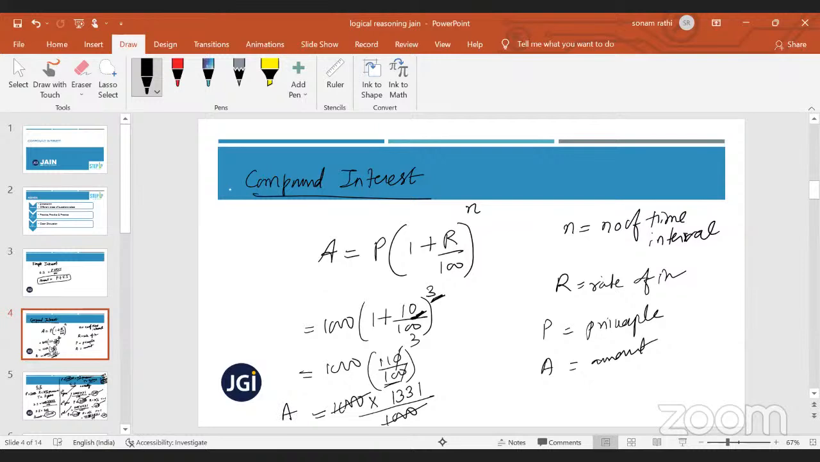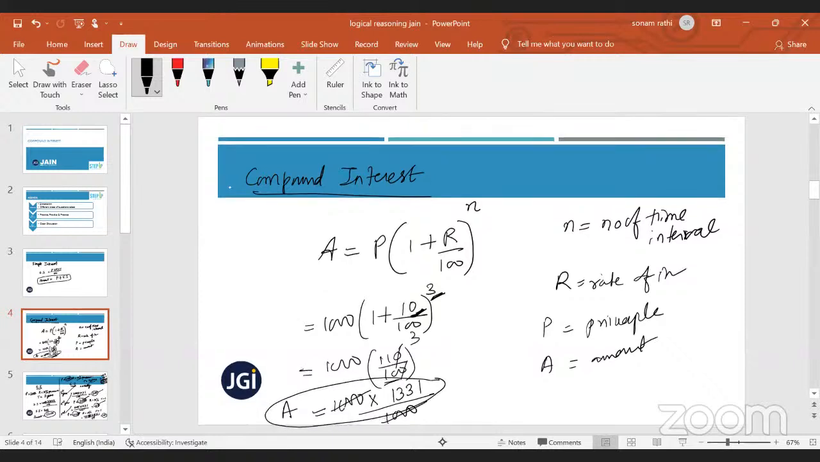But in compound interest, there is no direct formula for compound interest. First, you have to calculate the amount. And then if someone asks you what is the interest, interest is amount minus principal. So amount is 1331 minus principal is 1000. So 331 is the interest. This is your compound interest and this is your final amount.